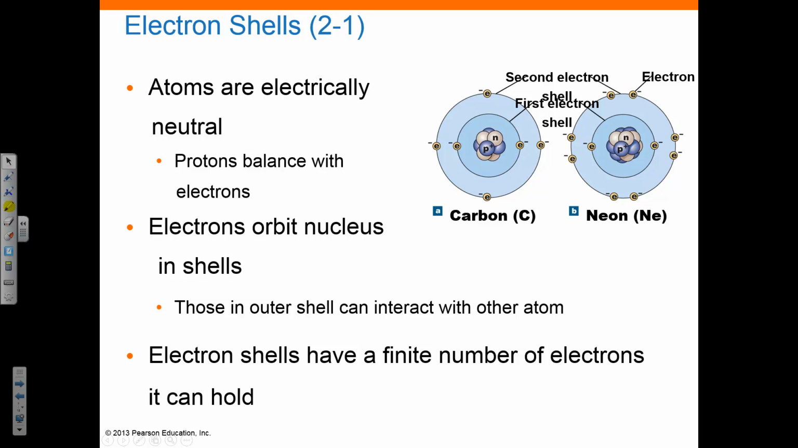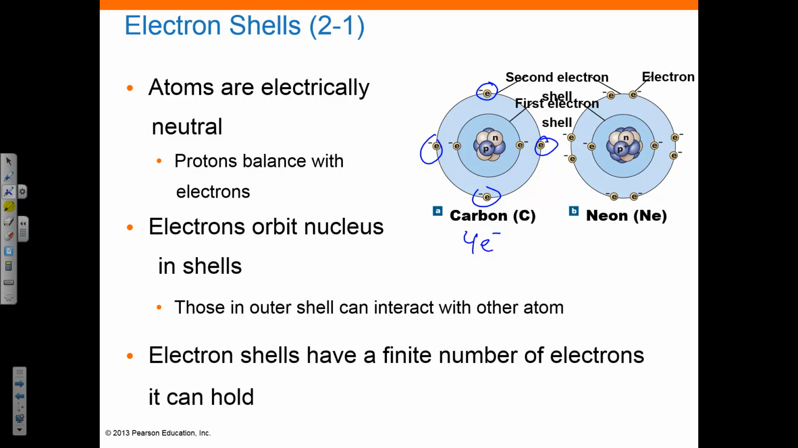Let's examine the difference between an atom of carbon and an atom of neon. Carbon has 4 valence electrons in its outer shell. Those valence electrons or outer electrons can be seen here. 1, 2, 3, 4. 4 electrons in its outer shell.